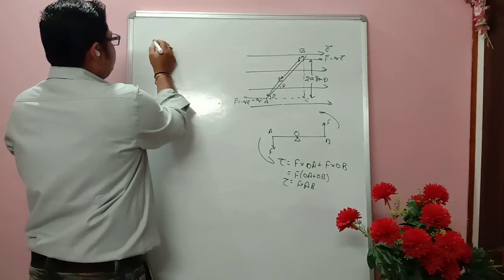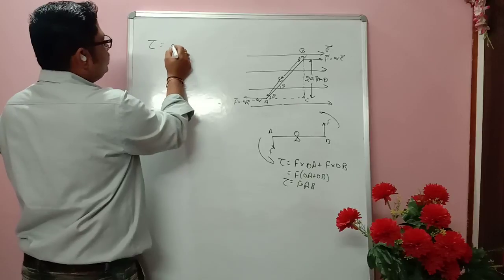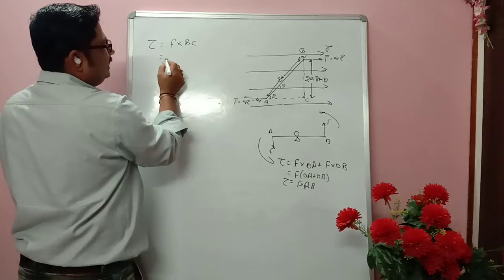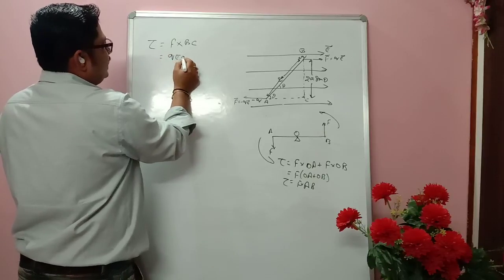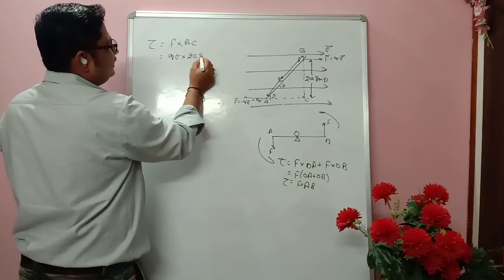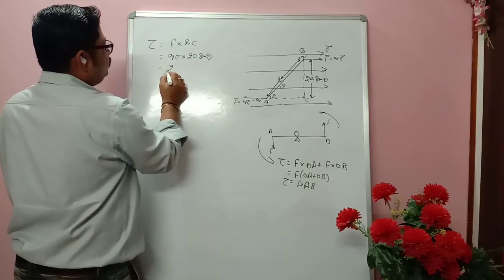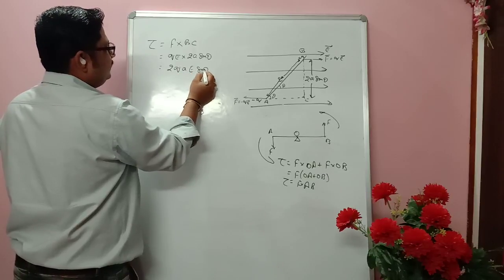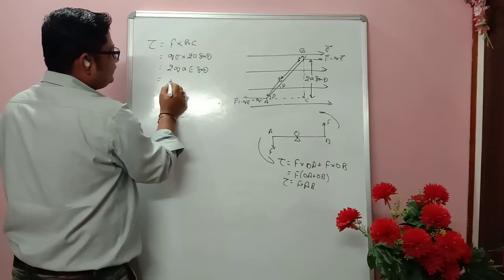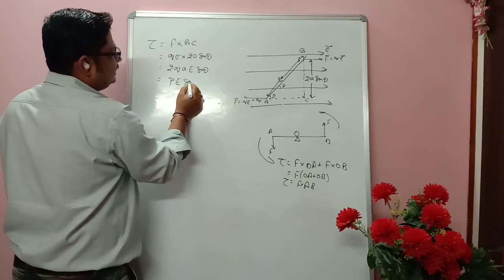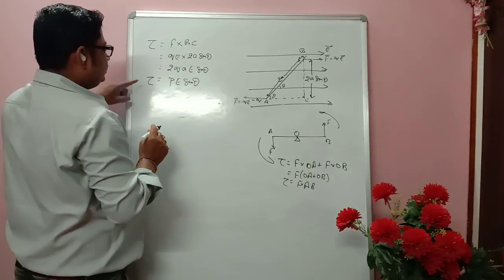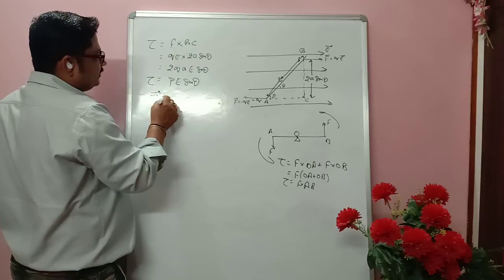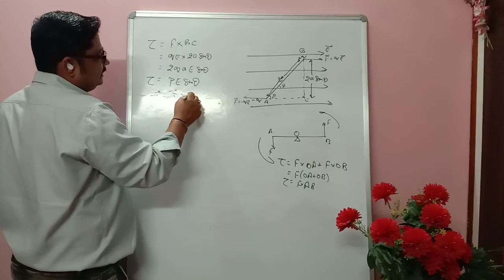Now again, to calculate the torque, the torque will be the force F into the perpendicular distance BC. F is equal to qE, and BC is 2a sin theta. So it will be equal to 2qaE sin theta. As we know, 2qa is p, so tau is equal to pE sin theta, where tau is the value of the torque due to the couple. In vector form, tau is equal to p cross E.